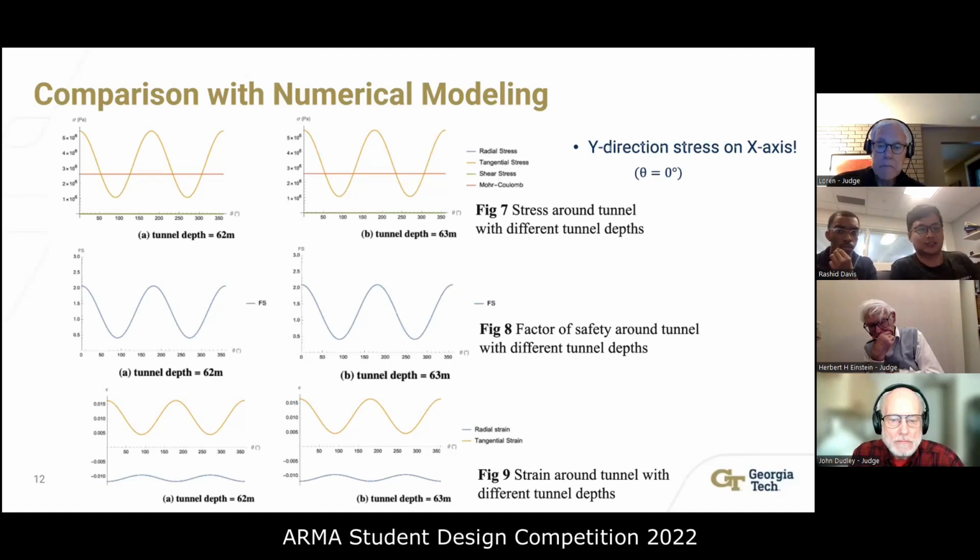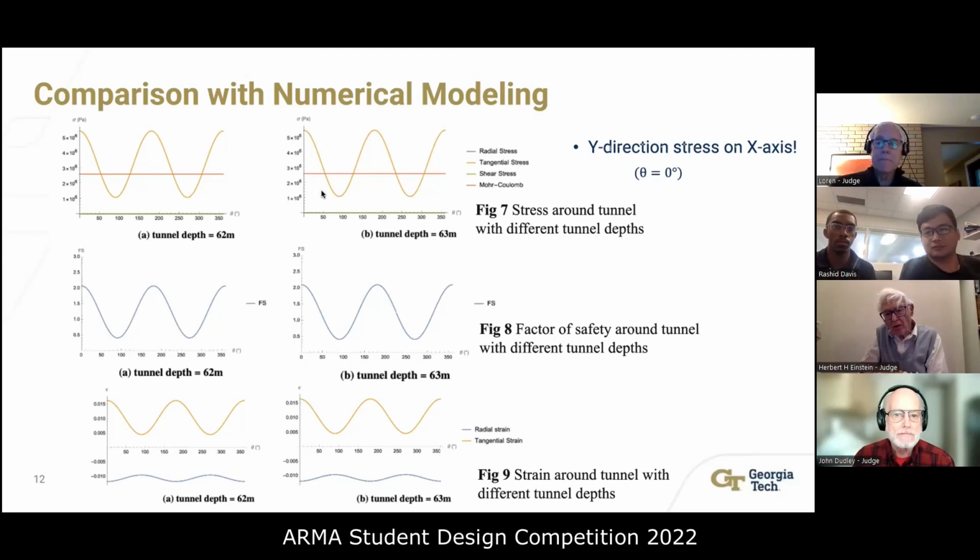So this could still be the key risk if we really need to excavate the tunnel at this depth, because the rock is very weak and the depth here is about 60 meters. So the overburden stress is very high, considering the rock here is weak. Thank you.